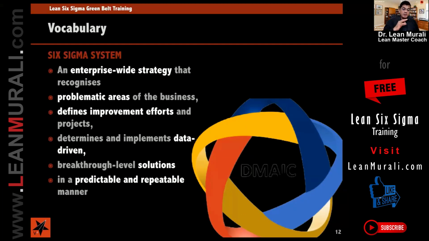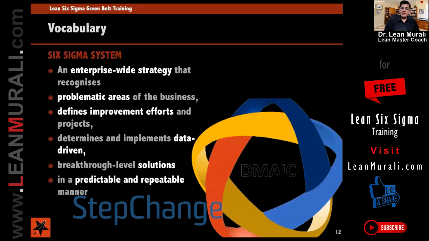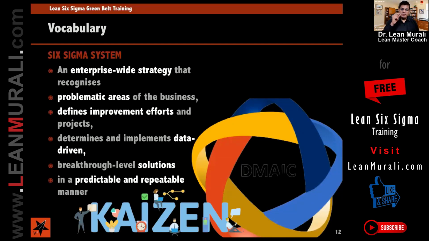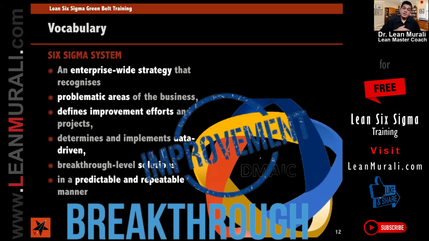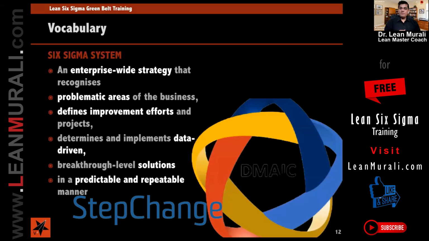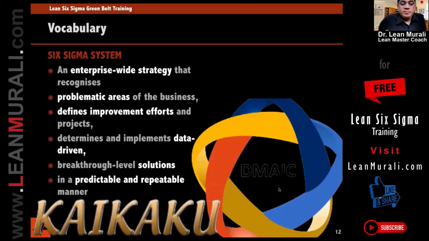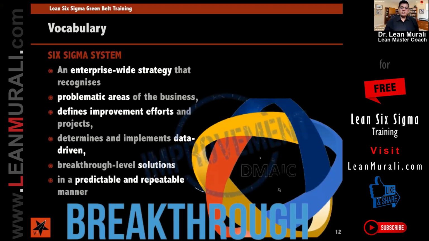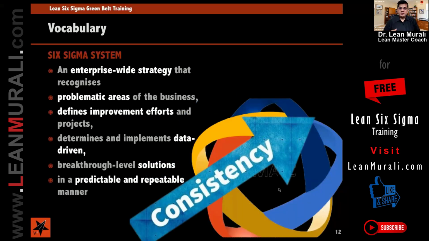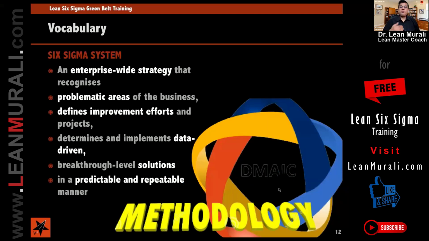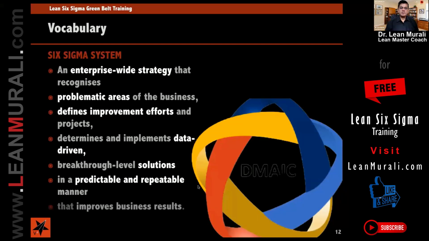And then it is almost like a step change that we can bring. It's not like Kaizen, which is continuous or continual improvement, but a breakthrough level improvement. We call it a step change. The Japanese word for that is kaikaku. That's a breakthrough level of improvement in a predictable, repeatable, consistent manner, which means that with the proper methodology, we can keep raising the bar from one step to the other. Finally, this improves the business results.